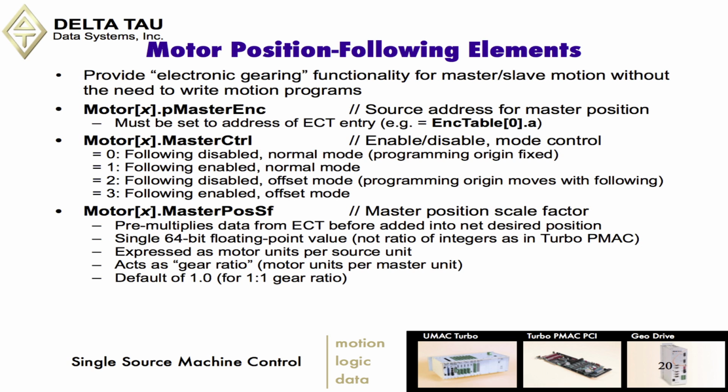And then there's the master position scale factor, which again is a floating point. It's held in a 64-bit floating point value. It's not the ratio of two integers as it was in Turbo PMAC. So this gives you a much finer way. You can get the exact gear ratio that you want between master and slave.